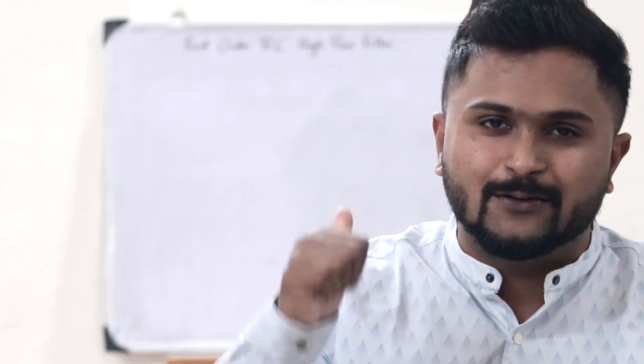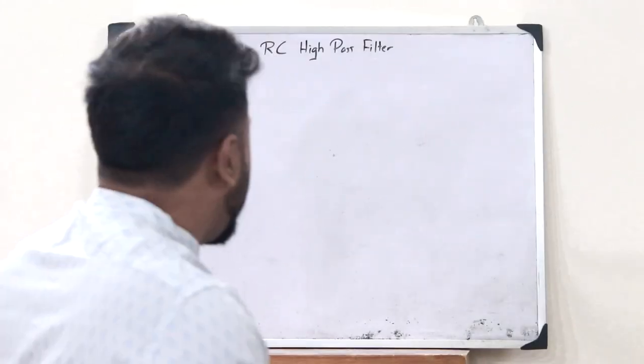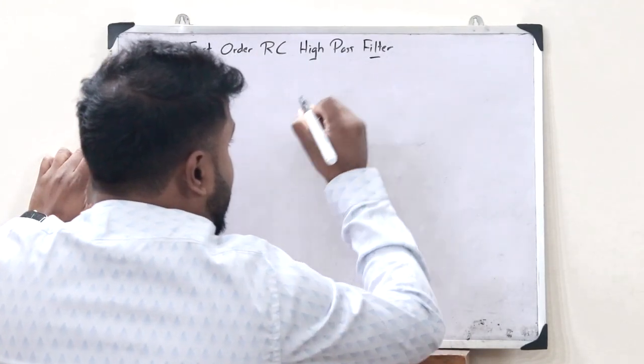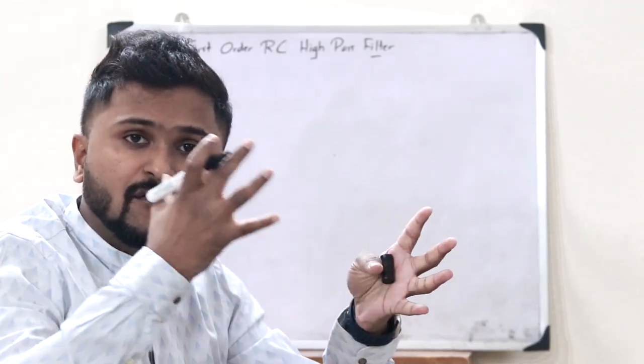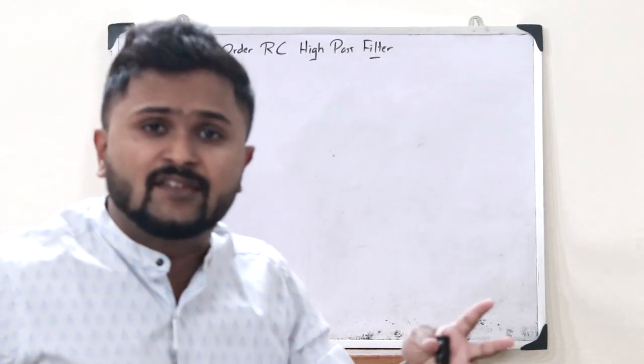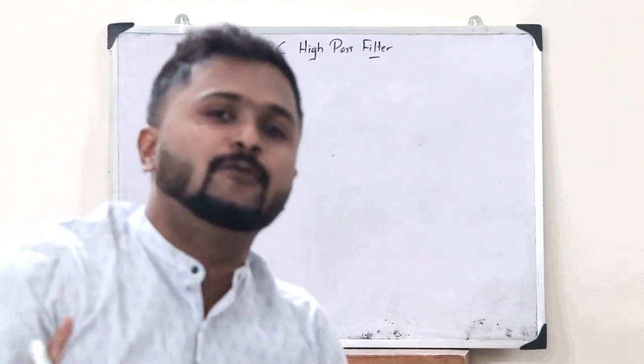So let us ask ourselves that obvious question. What do you actually mean by the term first order RC high pass filter? Well, let's find out. First, a filter is basically an electronic device that passes some frequency components of an input signal and attenuates or cuts off the other frequency components.